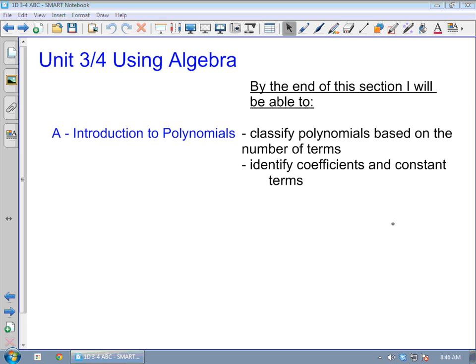This lesson is covering some material out of Unit 3-4, Box A. We're taking an introduction to polynomials. What we want to be able to do by the end of this lesson is to classify polynomials based on the number of terms that they have and identify coefficients and constant terms.